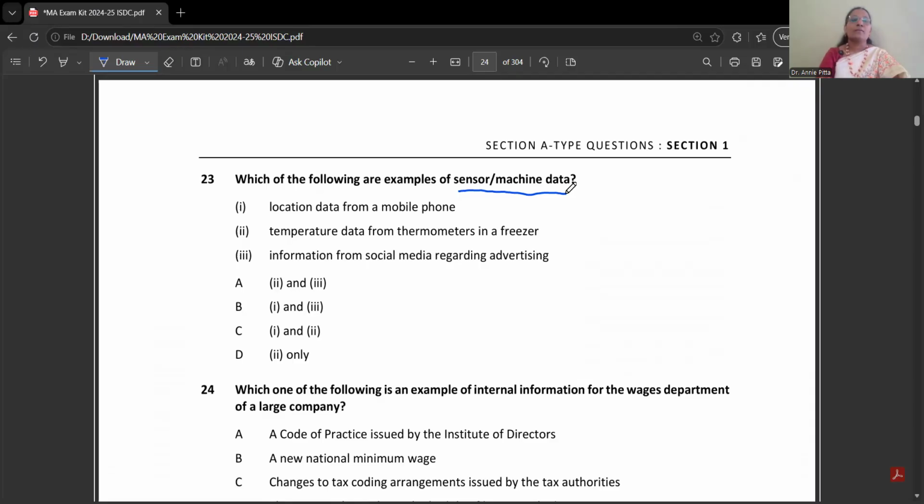See, we have location data from a mobile phone. Mobile phone is a device in which, when it is connected to the internet, some amount of data is collected.